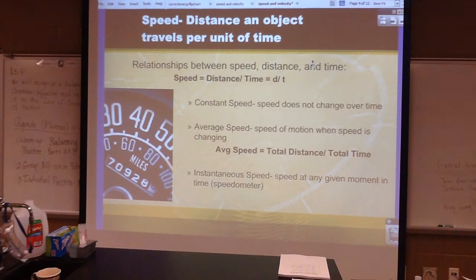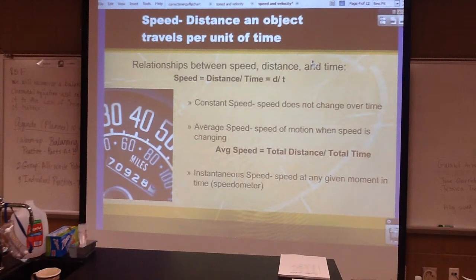You have a couple of different types of speed. Constant speed means that the speed does not change over time. So you're always traveling at 5 miles per hour. Never speeding up, never slowing down.